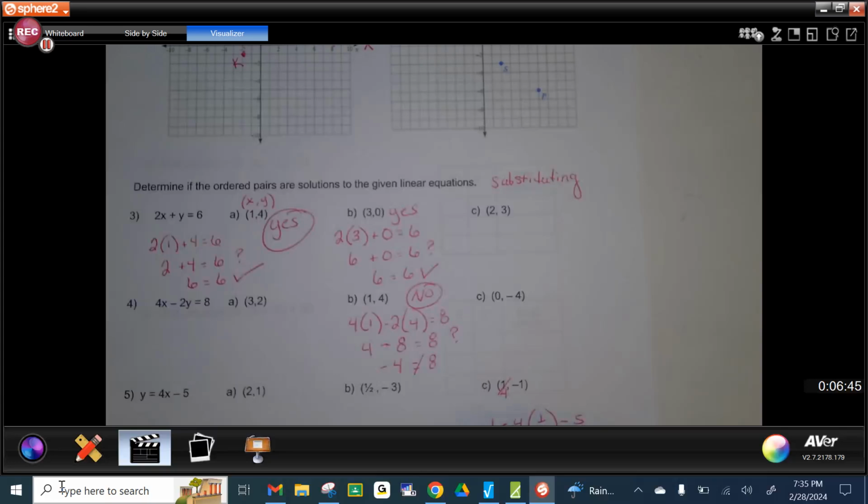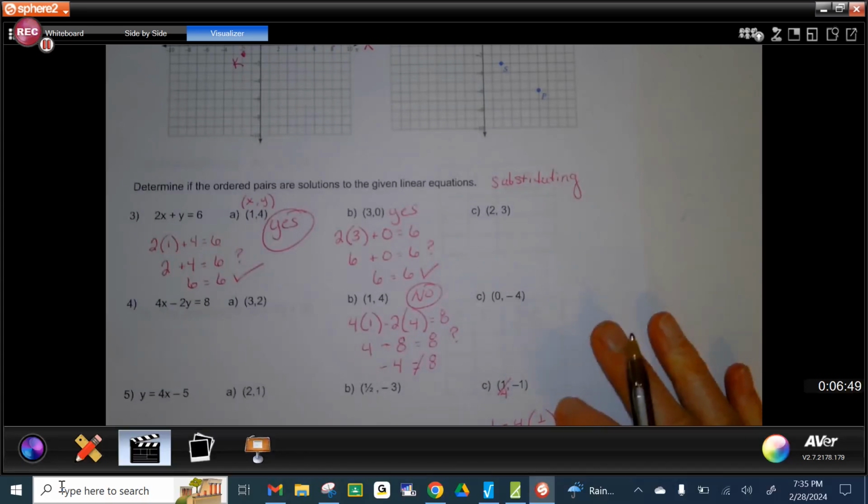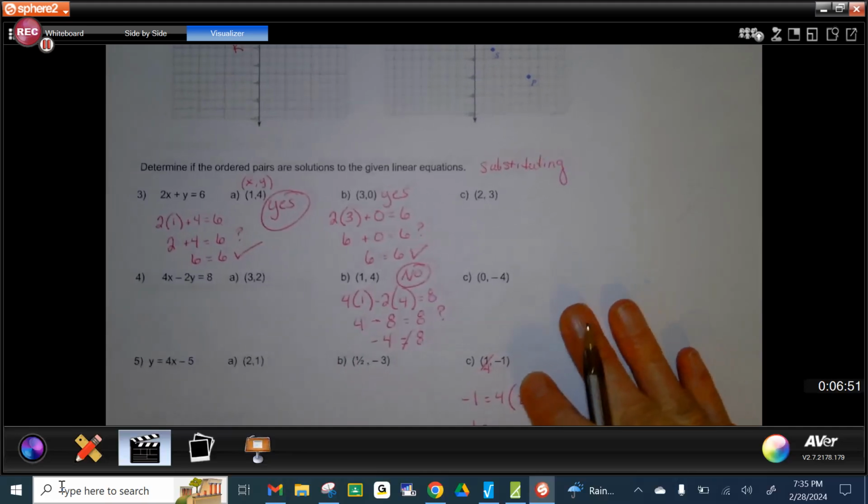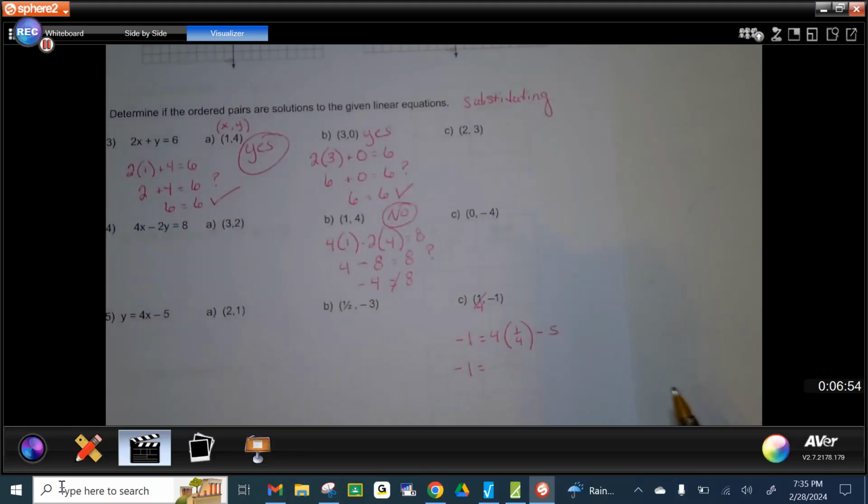Now I gotta do the math. Oh, so sorry, I didn't even notice what I did there. Let me just review it. I put negative 1 in for the y equals 4 times, I put 1/4 in for the x, and minus 5. Okay, so now I'm going to do the math.